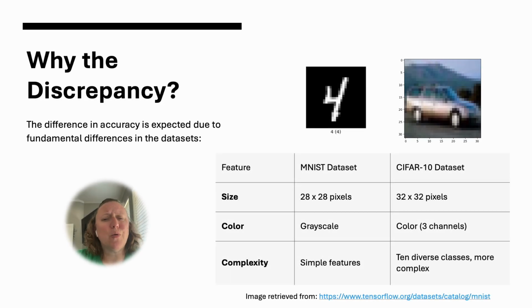So why such a dramatic difference in the performance? Let's break it down and look at the key factors. First, image complexity. The MNIST images are grayscale with simple geometric shapes, while the CIFAR-10 images contain complex color patterns, textures, and often intricate details requiring much deeper feature extraction.